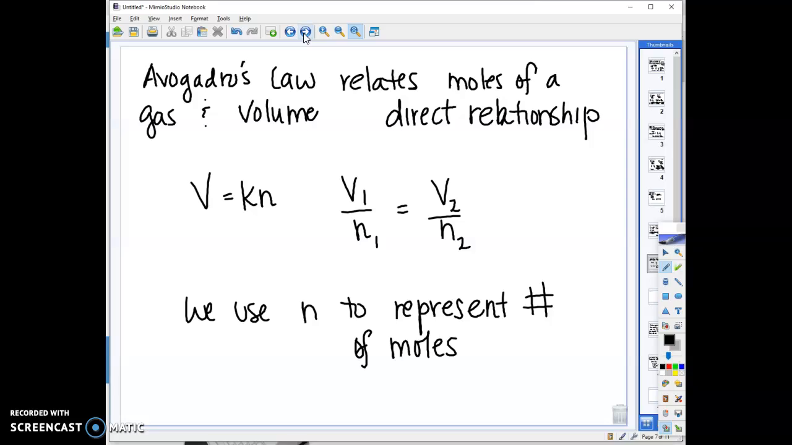Now we'll take a look at Avogadro's law. Remember, Avogadro is what gave us our number of atoms or molecules in a mole. And so when we look at his gas law, it's dealing with moles, and it relates moles of a gas and volume. And we see here another direct relationship where we have V1 over N1 equals V2 over N2.